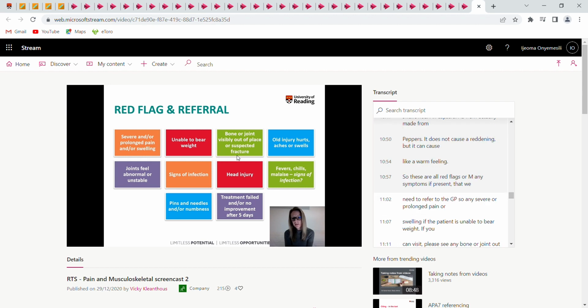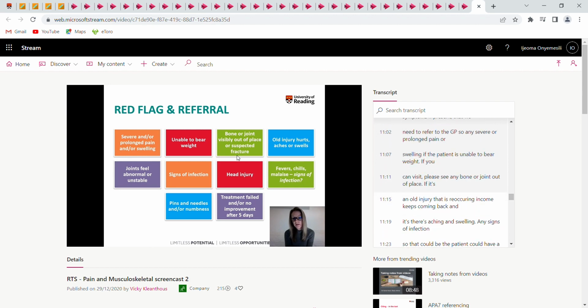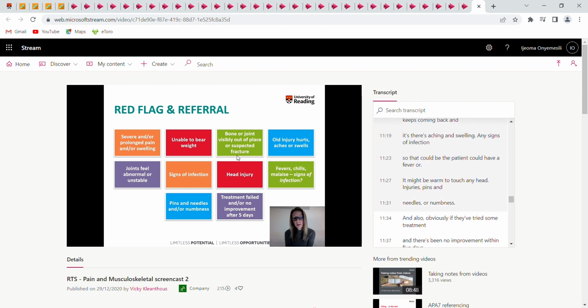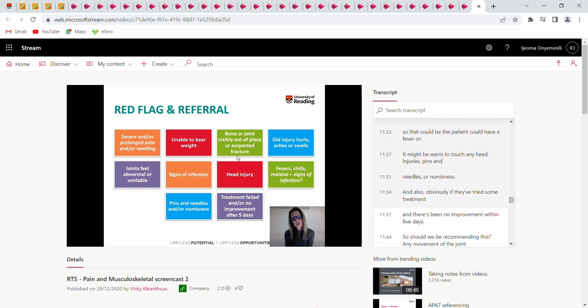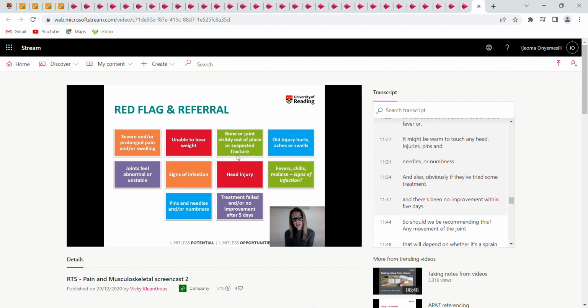So these are our red flags, or any symptoms, if present, that we need to refer to the GP. So any severe or prolonged pain or swelling, if the patient's unable to bear weight, if you can visibly see any bone or joint out of place, if it's an old injury that is recurring and keeps coming back and there's aching and swelling, any signs of infection, so the patient could have a fever or it might be warm to touch, any head injuries, pins and needles or numbness, and also obviously if they've tried some treatment and there's been no improvement within 5 days.